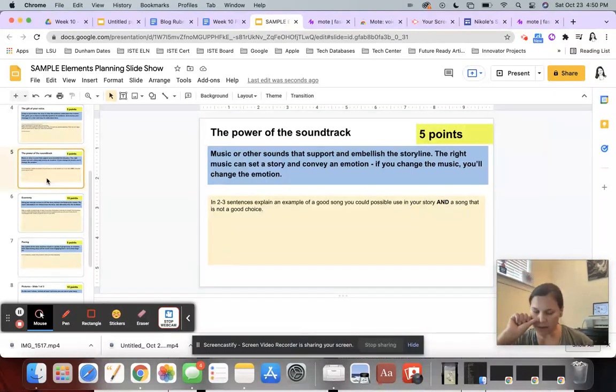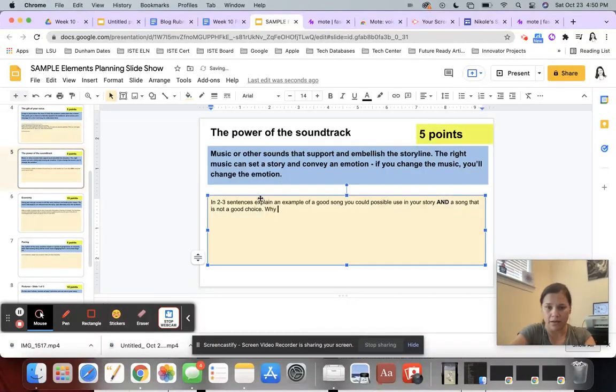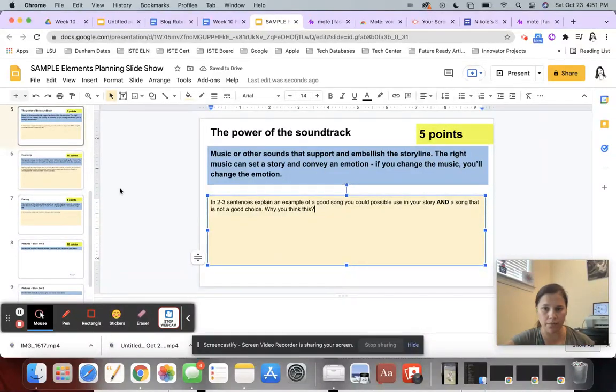Okay, on slide 5, music is super important. You know, it can distract your viewers. It can draw that emotion again. So I want you to just reflect upon this, like in 2 or 3 sentences, explain maybe a good song that you could possibly use, or a good genre of music, and maybe a song that's not a good choice, and share why you think this. I need to put that on the main one. But I want you to share why you think it as well.